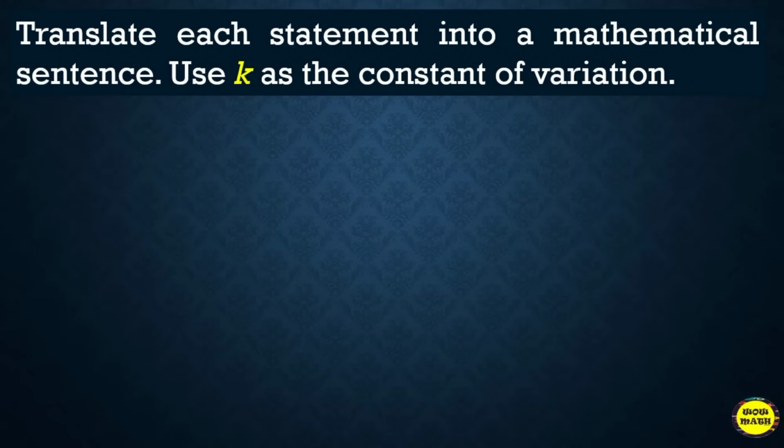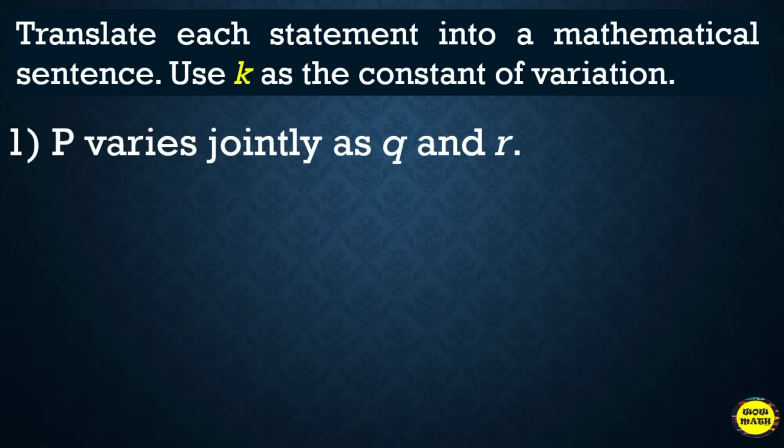So, let's translate each statement into a mathematical sentence. Use K as the constant of variation. Number 1, P varies jointly as Q and R. So, meron naman tayong makikita na connector dito na "and". So, ibig sabihin, pagsasamahin natin si Q and R. So, that is P equals KQR. So, yung K natin dito is the constant of variation.